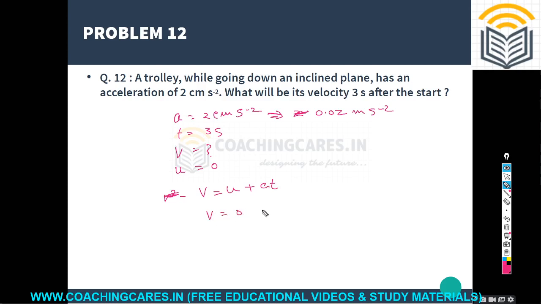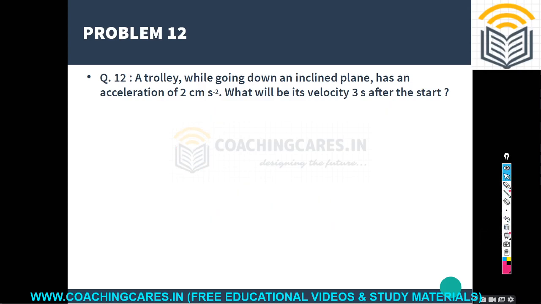So we'll put all the values. v is equal to 0 plus 0.02 into t, t is 3 seconds. So that will be equal to 0.06 meter per second. So like this, we'll solve the numericals. We have to put the equation of motion accordingly, and we have to understand the condition, and we'll solve the problem.